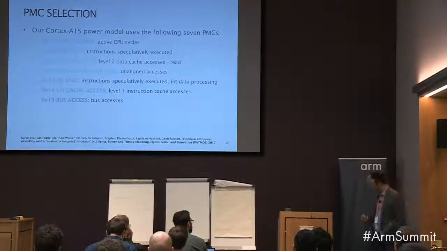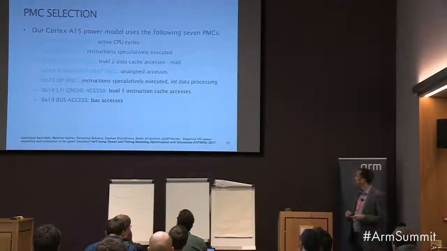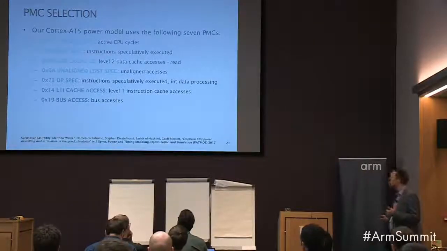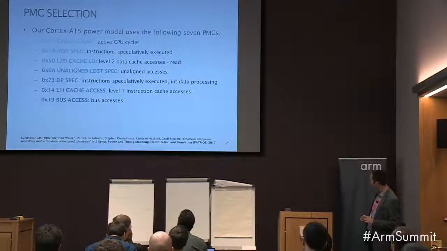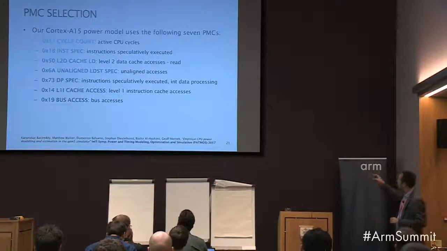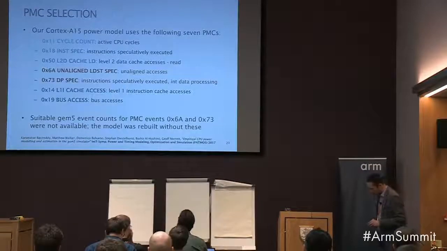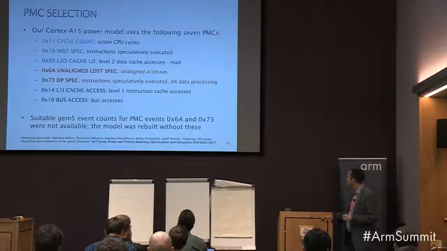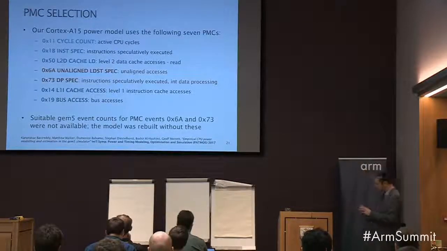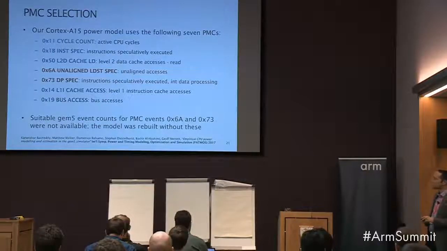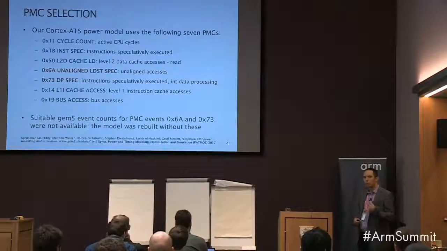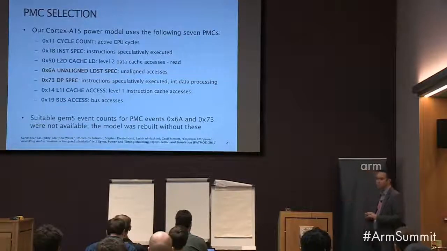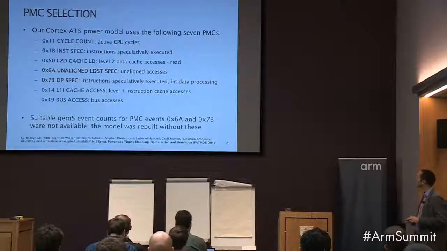So from the slides I gave you previously, our model of the A15 picks out 7 performance counters, these 7 listed here. And when we looked through the outputs from Gen 5, it wasn't easily obtainable to get performance counters for those 2 in orange. And so we decided to drop them from our model and rebuild the model just with the remaining 5, or actually 4, because one of them is cycle count.